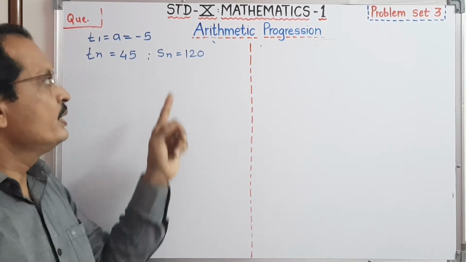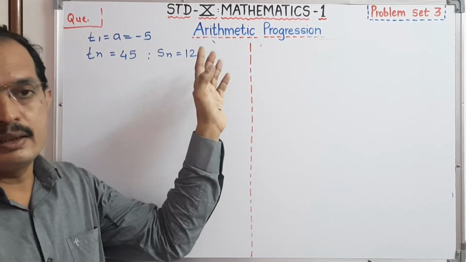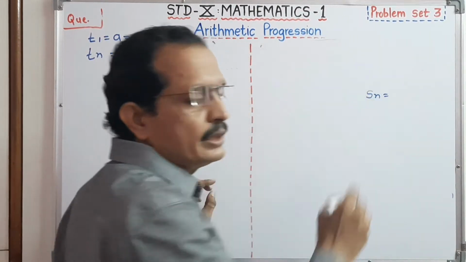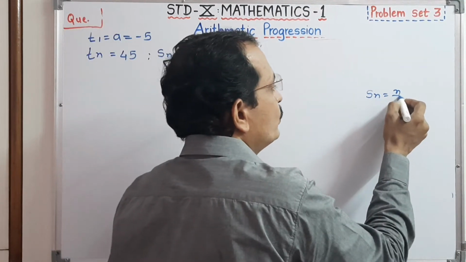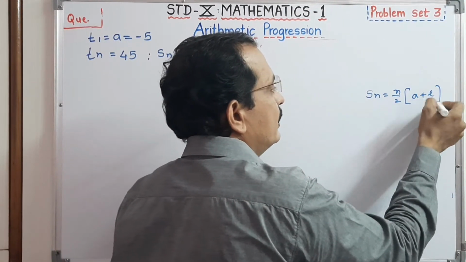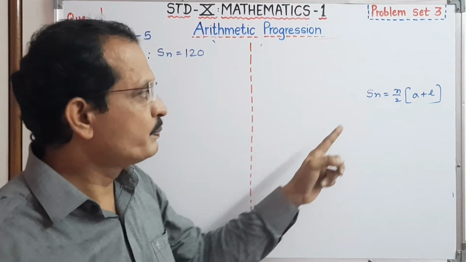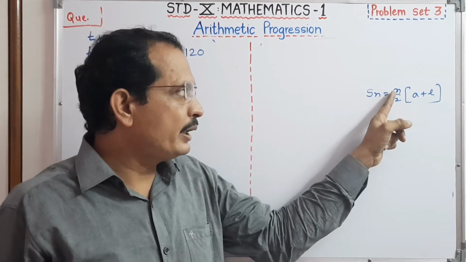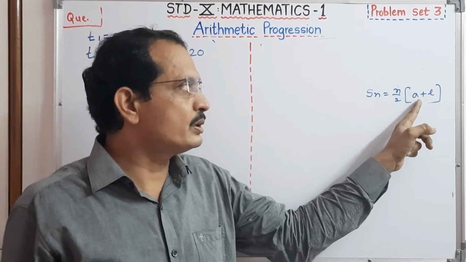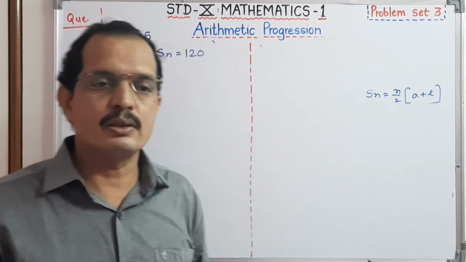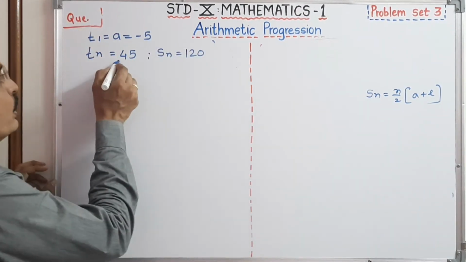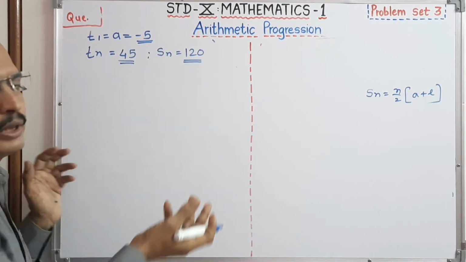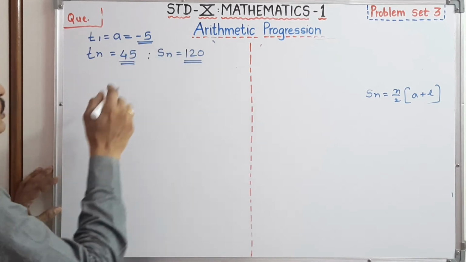Dear student, Sn is given, and at the beginning I told you that there are two formulas for Sn. Sn is equal to n upon 2 into a plus l. This is one formula, and the general formula we use regularly. Here a means the first term and l is the last term. Therefore here we know the last term, the first term and the sum, so it is very easy to find out, and we have to use this formula.